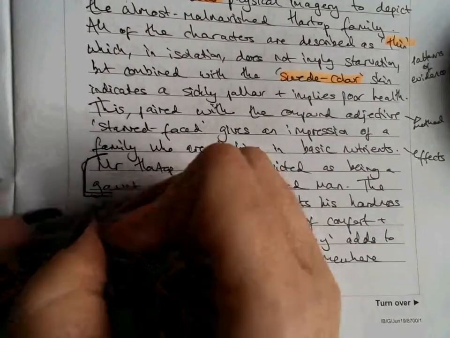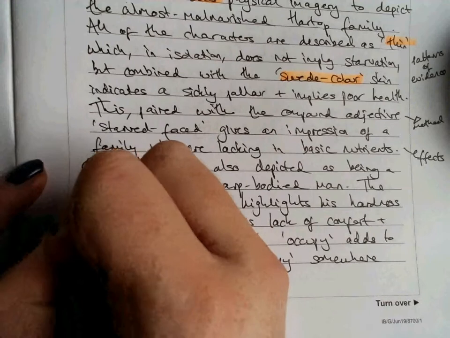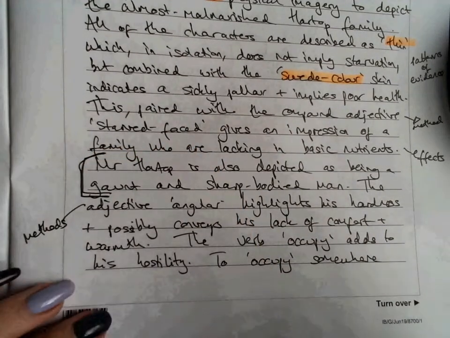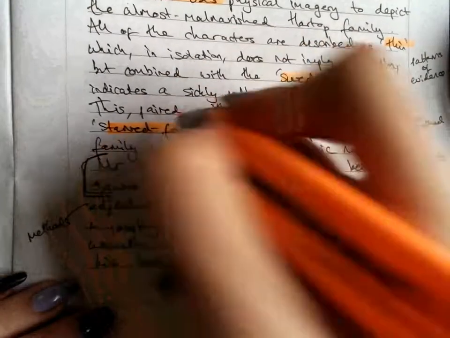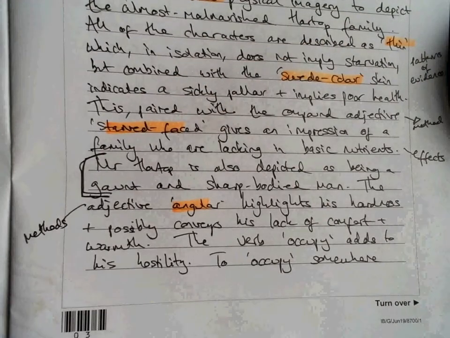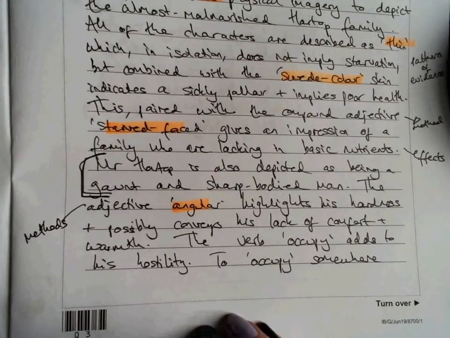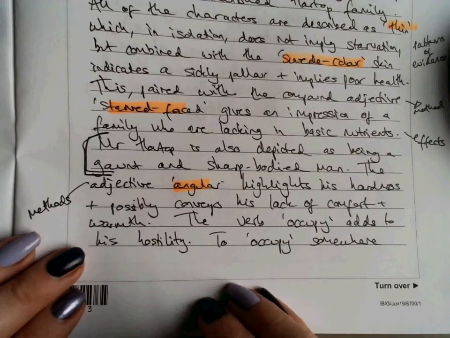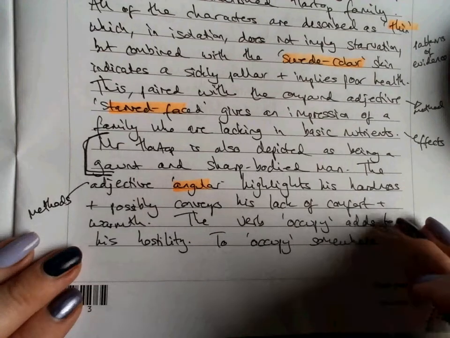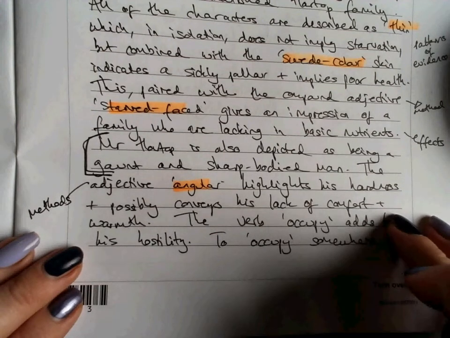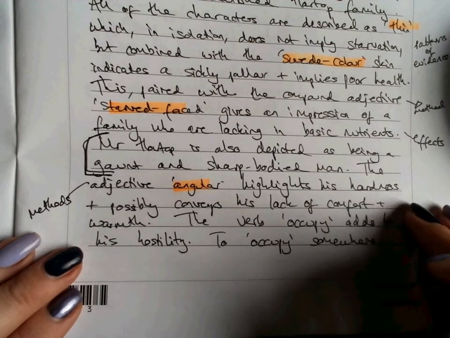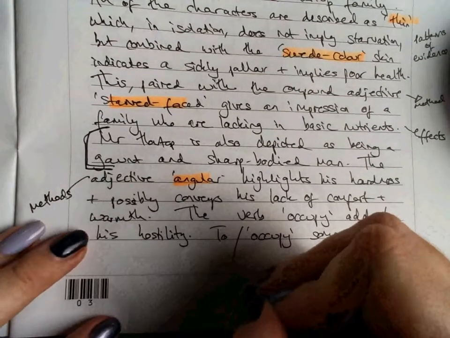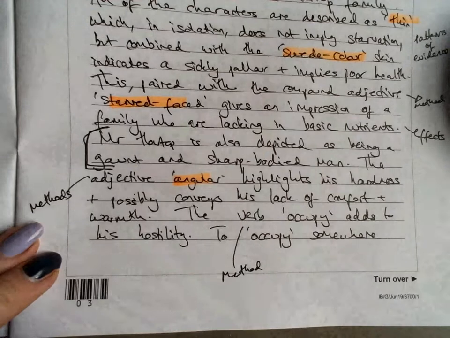So we've got more methods, writer's techniques. The adjective angular highlights his hardness and possibly conveys his lack of comfort and warmth. I'm just going to go through and get my quotes, because I haven't been doing that. Okay, so I've commented on effect, that's decent. If I had to grade that, it's a grade 5, 6 kind of comment, but I want to develop this, so I'm going to find yet more method and more example to support it.